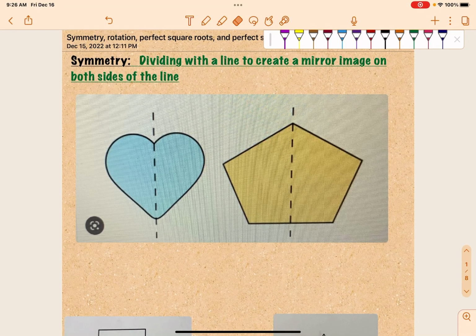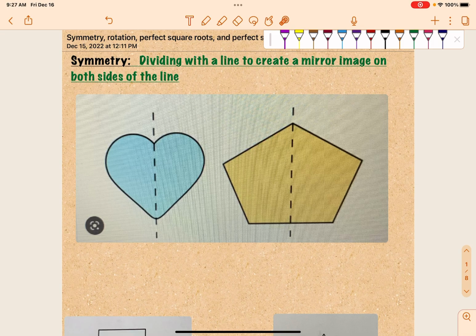Hi guys, today we're going to talk a little bit about line of symmetry. So if I have a line of symmetry, typically a line of symmetry is usually shown as a dashed line in a picture. But it is a line that divides whatever kind of shape you have to create a mirror image on either side.